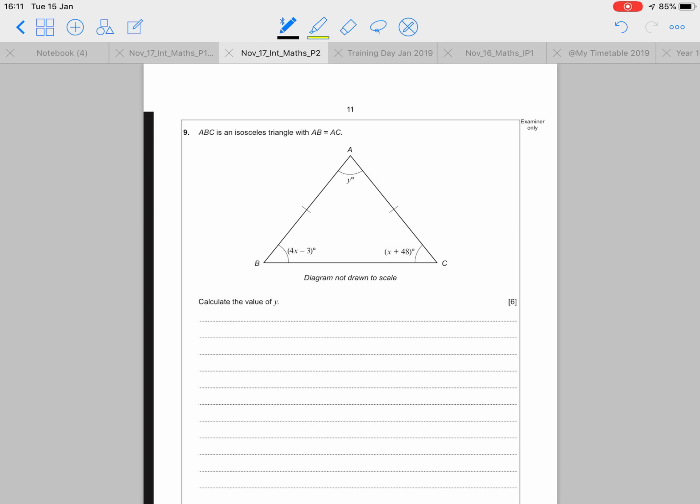Picking up at question 9 for the homework paper, 2017, Unit 2, going through the questions from here to the end.